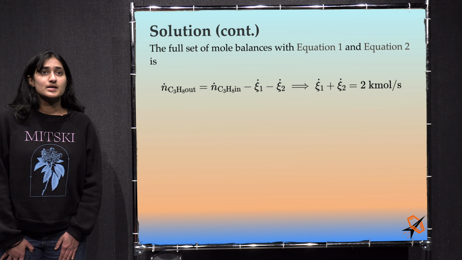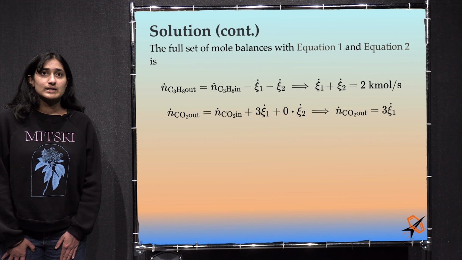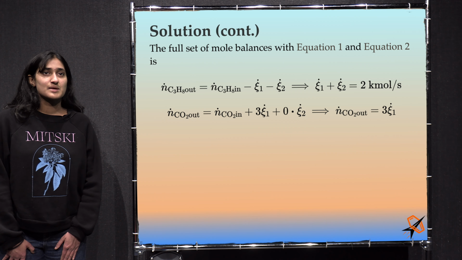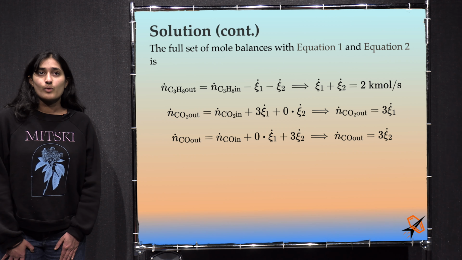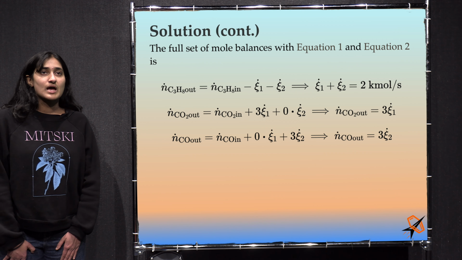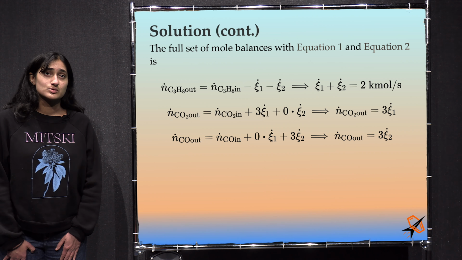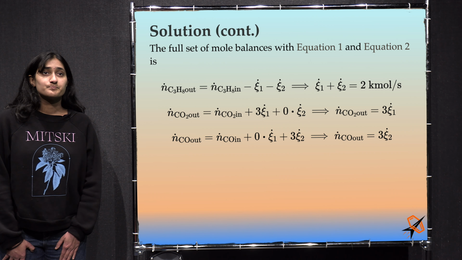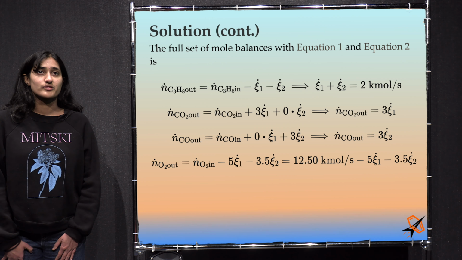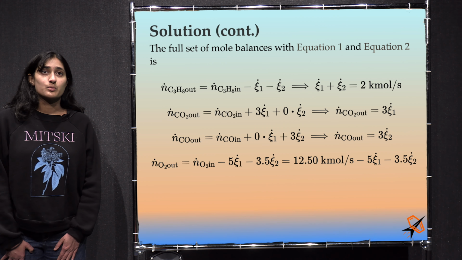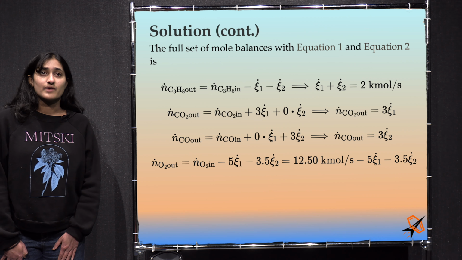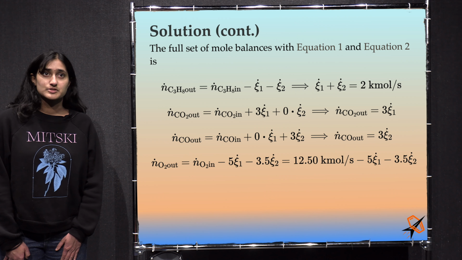The CO2 out equals the CO2 in plus 3 extent 1 plus 0 extent 2, which we can rearrange to say the moles of CO2 out equals 3 times extent 1. The CO out equals the CO in plus 0 times extent 1 plus 3 times extent 2, which we can rearrange to give us the moles of CO out is 3 times extent 2. The moles of oxygen out are the moles of oxygen in minus 5 extent 1 minus 3.5 extent 2, which is 12.5 kmols per second minus 5 extent 1 minus 3.5 extent 2.